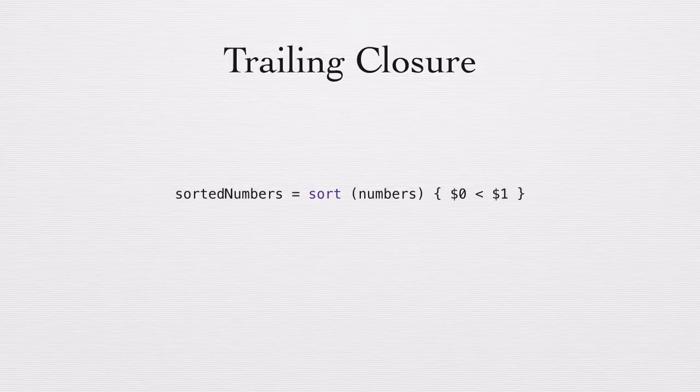If the closure expression is the last argument to the function, it may be written as a trailing closure. This is especially useful if the expression is long. I will now rewrite the call to our sort function using the trailing closure. Here, the closure expression is moved outside the list of function parameters. The parameter list consists of only one element.